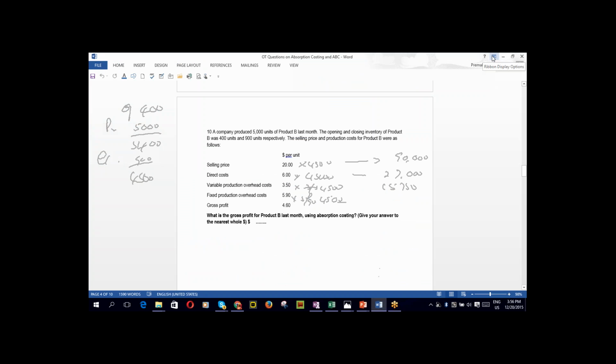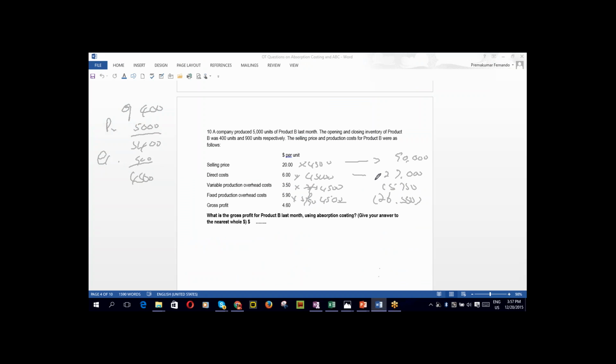Right. So 590 into 4,500 is your fixed overhead cost. It's simple: 590 into 4,500. Take that one, and you can work out your overhead. So 26,550 is your overhead.